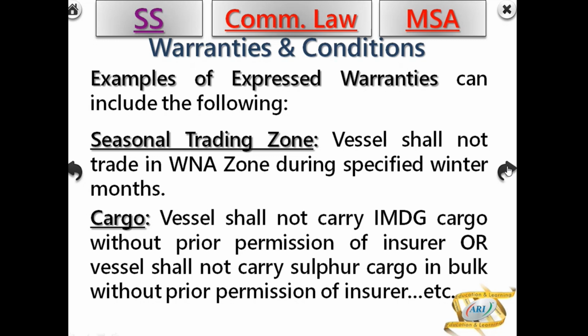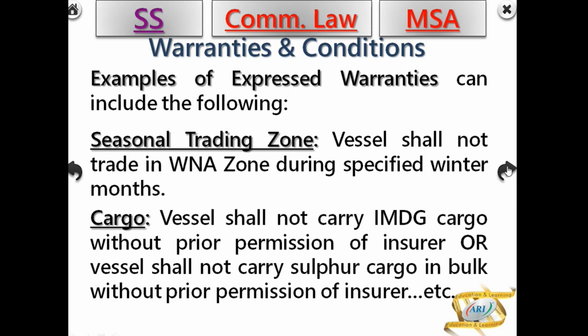The shipowner said, don't be funny. In a whole year, I may be getting an opportunity twice to carry IMDG cargo or 2 loads of bulk load of sulfur. Why are you increasing my premium to double? Okay, I'll put an express warranty to come to an agreement that you are not loading this without my prior permission. Disclosure representation. Before loading, you confirm with me.